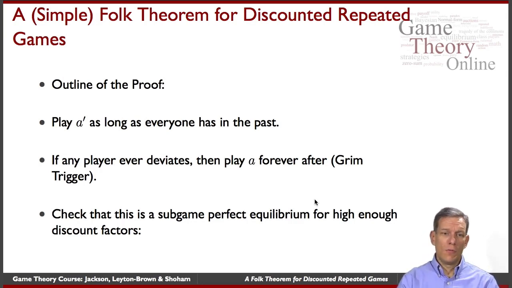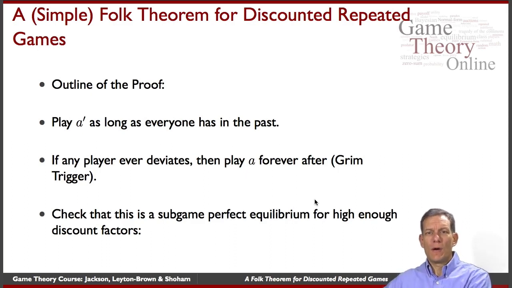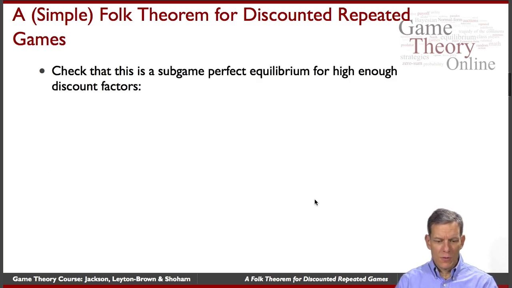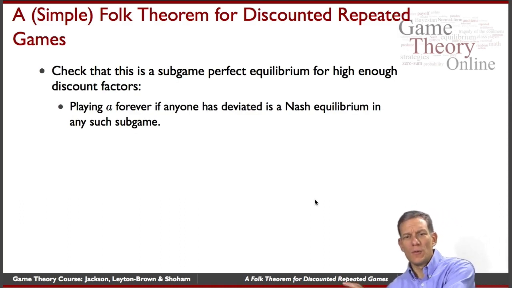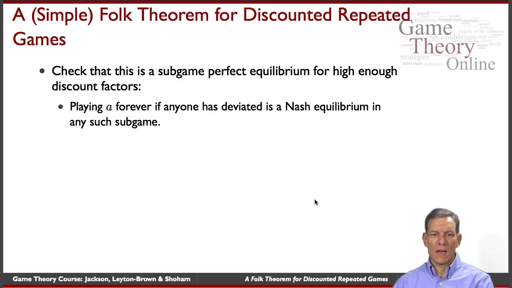So the idea is we'll play A prime as long as everybody plays it. If anybody deviates from that, then we're going to go to a grim trigger. We're just going to threaten to play the Nash equilibrium A forever after, which gives us a lower payoff than A prime. We just need to make sure that people care enough about the loss in the future to offset the gain from today. So in terms of the proof, checking that this is a subgame perfect equilibrium for high enough discount factors, what do we have to do? Well, playing A forever, if anyone has ever deviated, is part of a subgame perfect continuation, because it's Nash in every subgame.